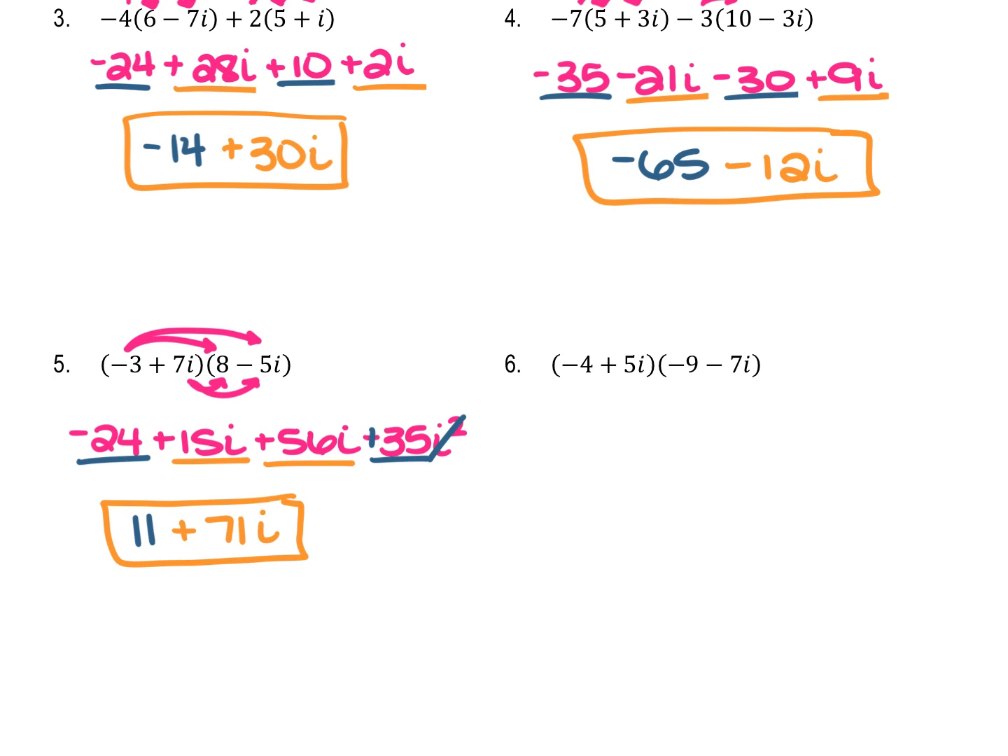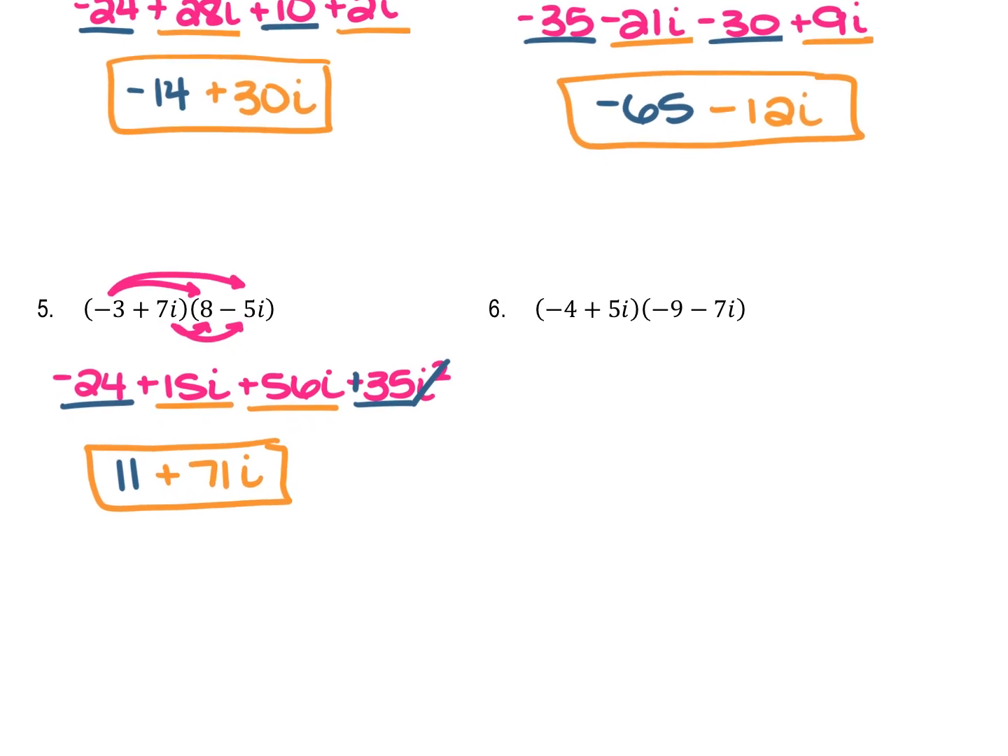For number 6, we have negative 4 plus 5i times negative 9 minus 7i. So we're going to do the same thing and FOIL. So we got that negative 4 times negative 9, which gives us 36. Then the negative 4 times negative 7i is positive 28i. Next is the 5i times negative 9, which is negative 45i. And 5i times negative 7i, which is negative 35i squared.